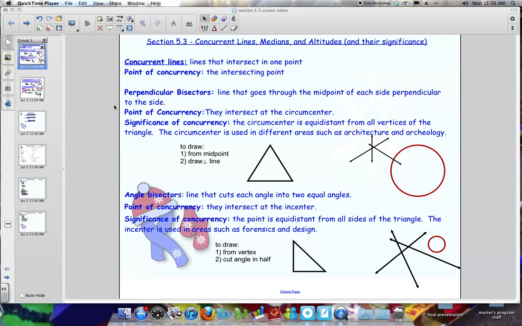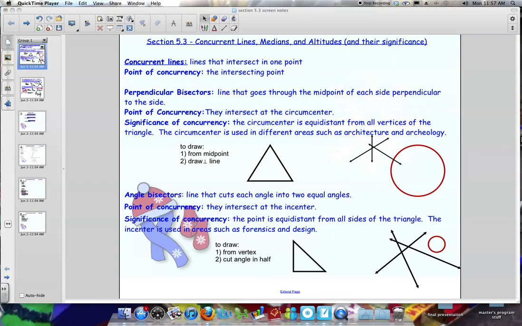This lesson is on section 5.3, concurrent lines, medians, and altitudes. We're going to start by talking about what concurrent lines are. They are lines that when you draw them, they all intersect in one point. That point is called the point of concurrency. We are going to concentrate on drawing 4 different kinds of concurrent lines in this section.